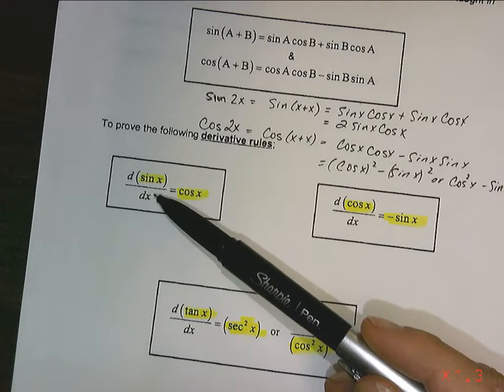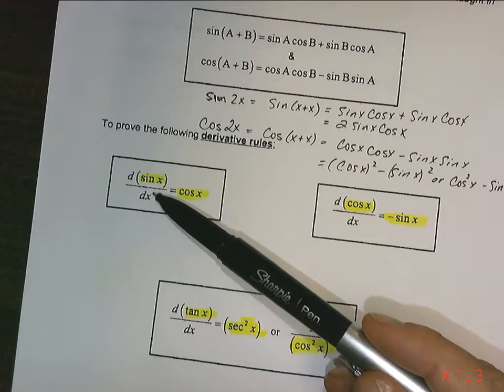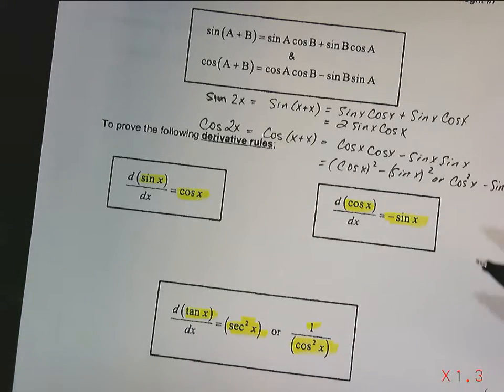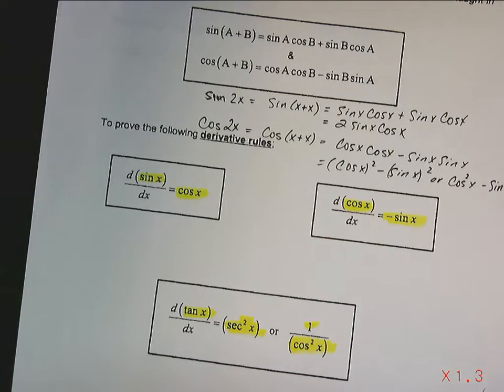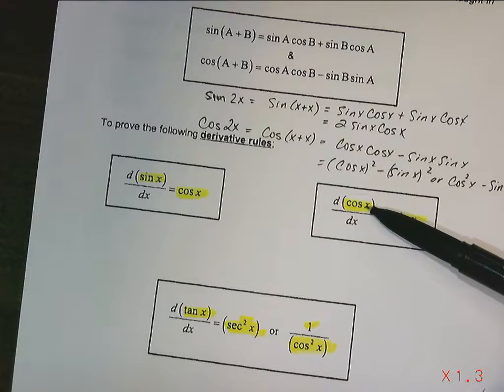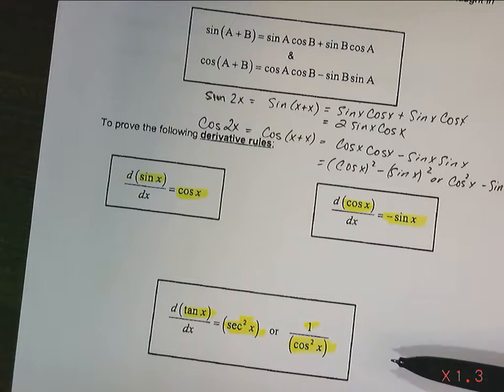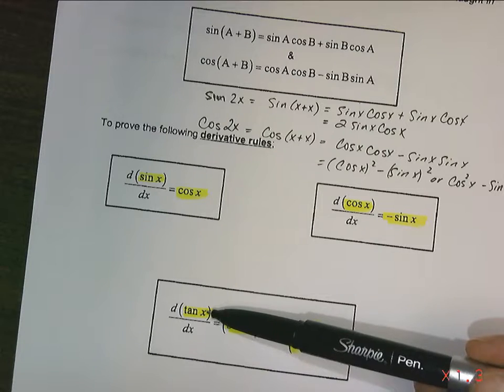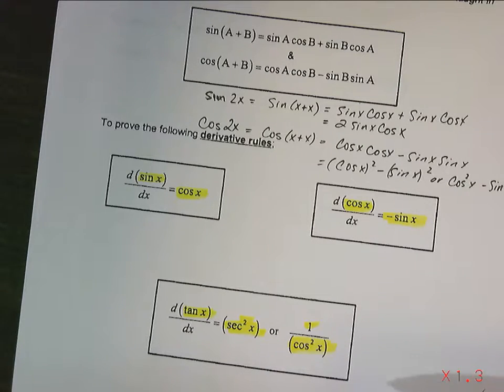Remember what this means? This means the slope of the tangent. So that means the slope of the tangent anywhere on the curve sine x is cos x. The slope of the tangent anywhere on the curve cos x is negative sine x, and the slope of the tangent anywhere on tan x is sec squared x.